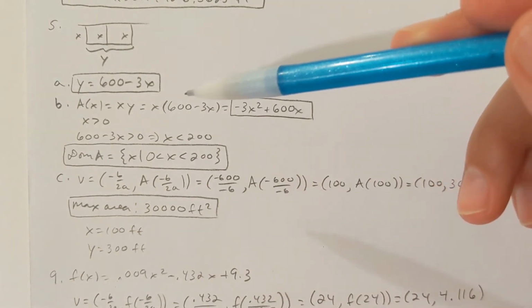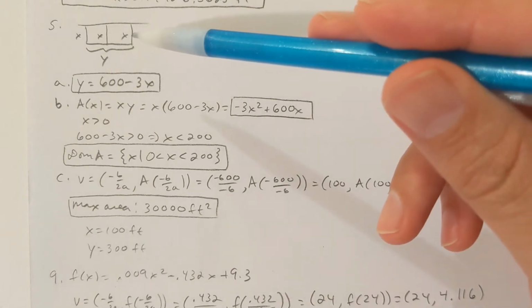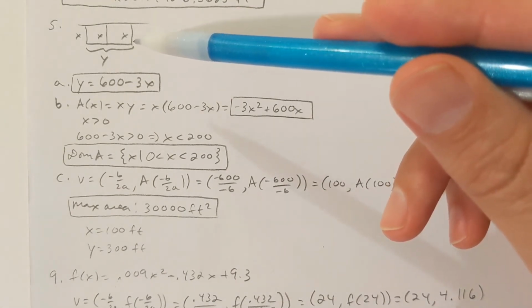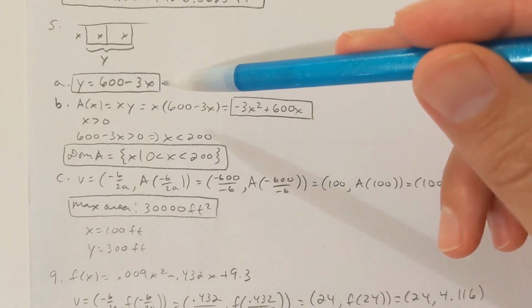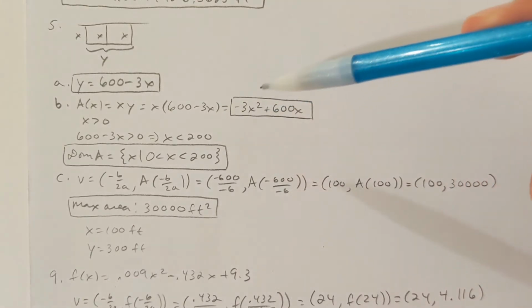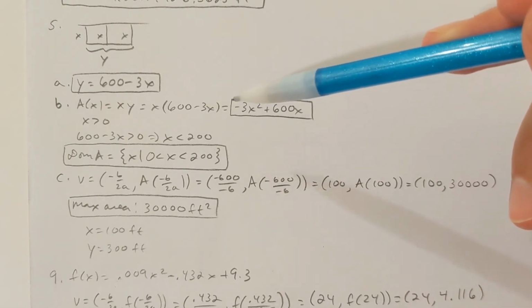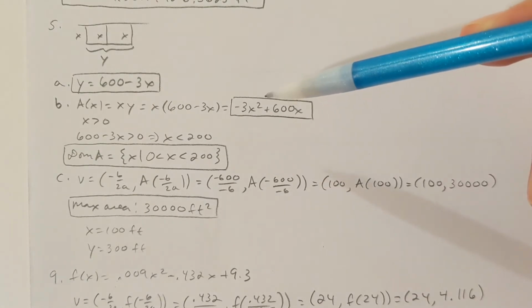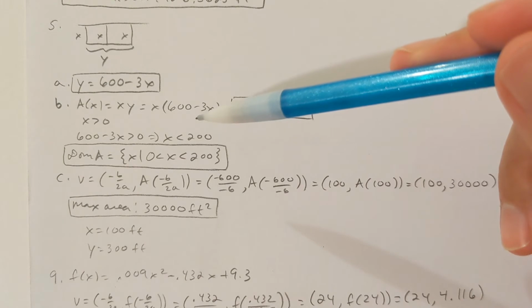Okay. Part B, and again, I'm not fencing along the river there. A of x is going to represent the total area of the rectangle. The rectangle has a width of x and a length of y, so x times y. And I know y is in terms of x. It's 600 minus 3x. So where I see y, I'll replace that with 600 minus 3x. X times 600 minus 3x gives me negative 3x squared plus 600x. Okay. Any restrictions on x?